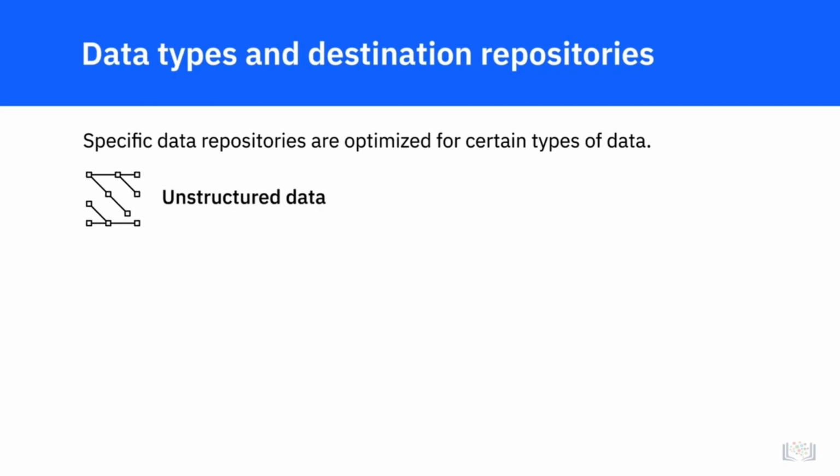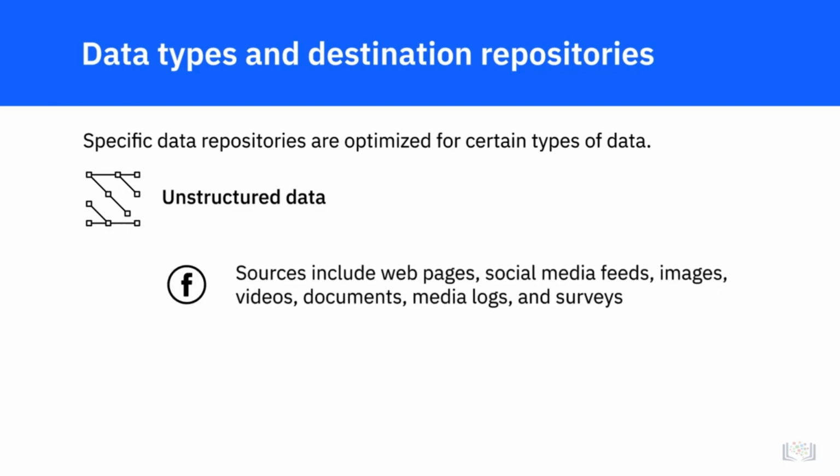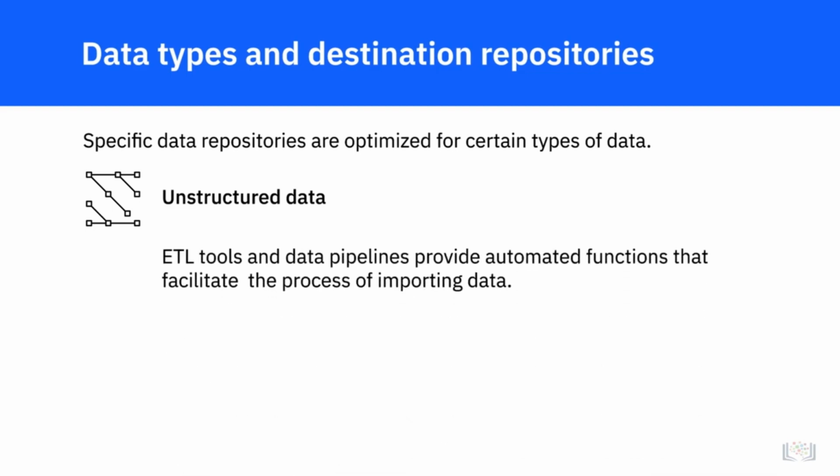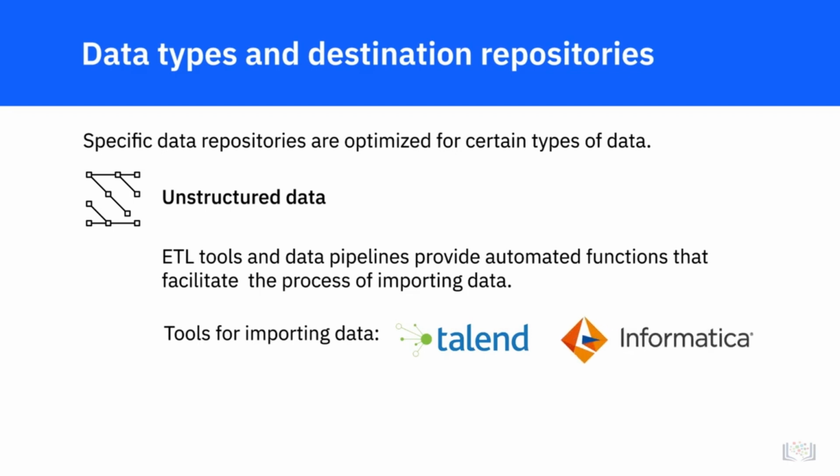Unstructured data is data that does not have a structure and cannot be organized into a schema, such as data from web pages, social media feeds, images, videos, documents, media logs, and surveys. NoSQL databases and data lakes provide a good option to store and manipulate large volumes of unstructured data. Data lakes can accommodate all data types and schema. ETL tools and data pipelines provide automated functions that facilitate the process of importing data. Tools such as Talend and Informatica and programming languages such as Python and R and their libraries are widely used for importing data.